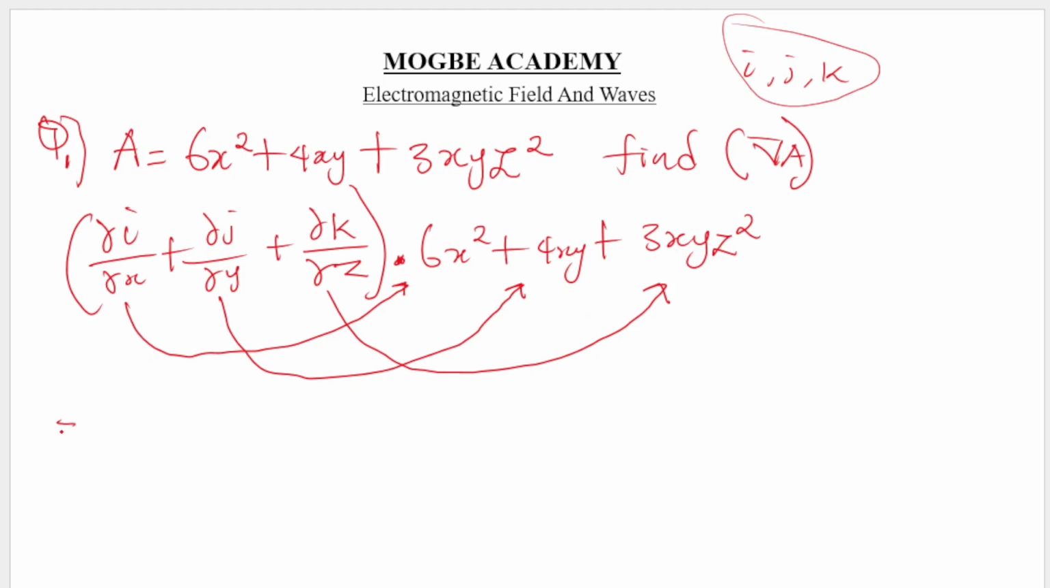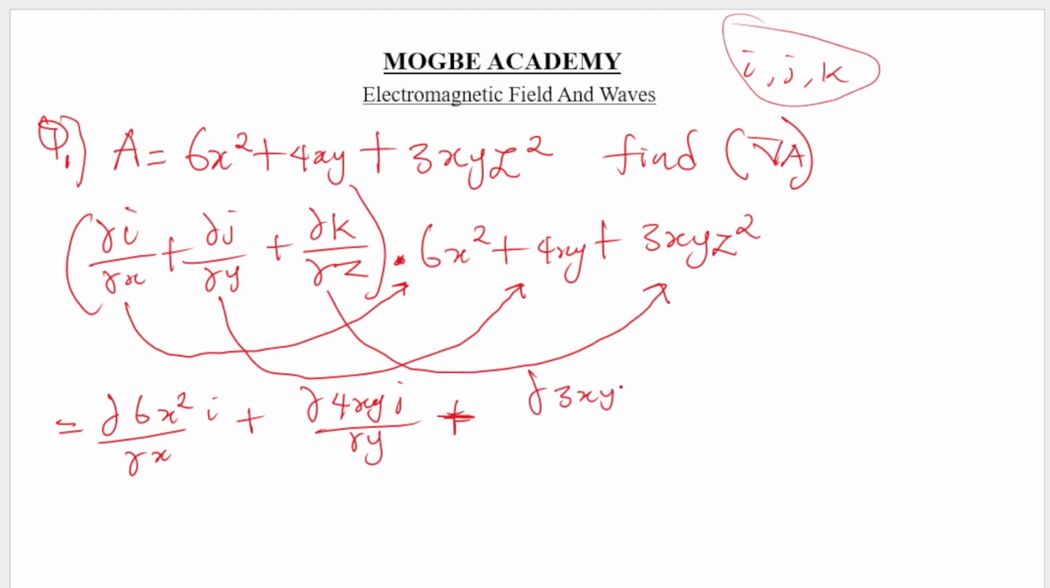Now, without further ado, let's jump into the calculation. From what we have here, we can see partial i of partial x multiplying with 6x squared. So we'll simply write that as partial 6x squared of i divided by partial x, plus partial 4xy of j divided by partial y, and this will also give us plus partial 3xyz squared divided by partial z. And this is for the k component.